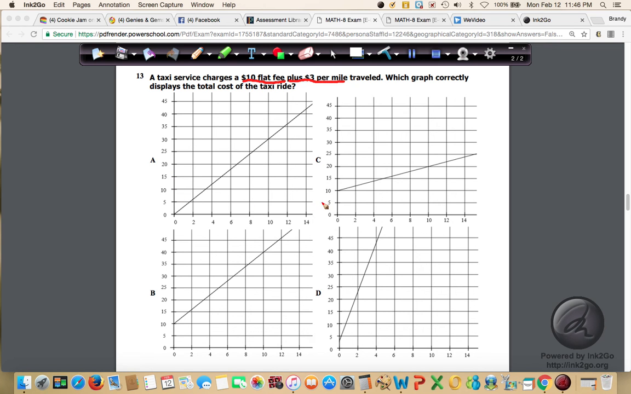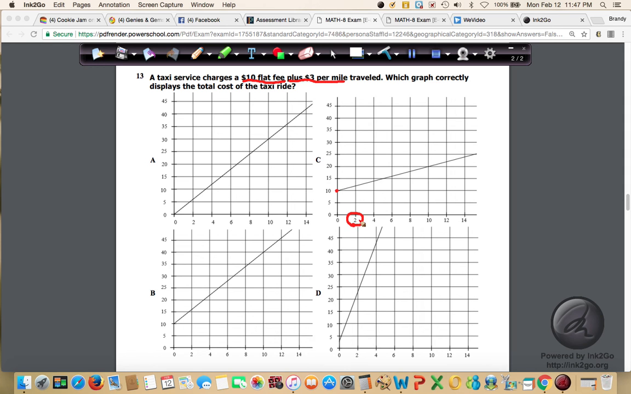A lot of you guys picked C. And that was a good start because look, even though you haven't gone anywhere, you start out at $10. That's what you want. Because just putting your butt in that taxi cab is going to cost you $10 no matter where you go. So that's a great start. The problem is you said, okay, well 10 plus 3 is 13. That's not a bad idea, right? $10 flat fee plus 3. So 1 mile will give you $13. That's really good math. Here's the trick.